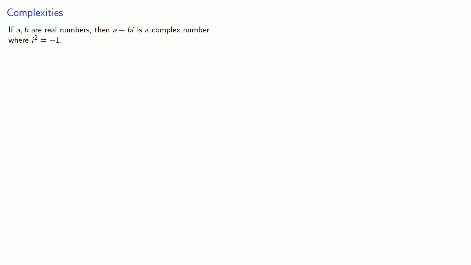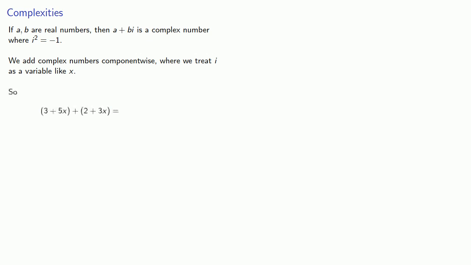So, just a refresher on the complex numbers themselves: if a and b are real numbers, then a plus bi is a complex number where i squared is equal to negative 1. Now, we add complex numbers component-wise, where we treat i as a variable like x. So, for example, if we add 3 plus 5x and 2 plus 3x, we get 5 plus 8x. And similarly, if we add 3 plus 5i and 2 plus 3i, we get 5 plus 8i.